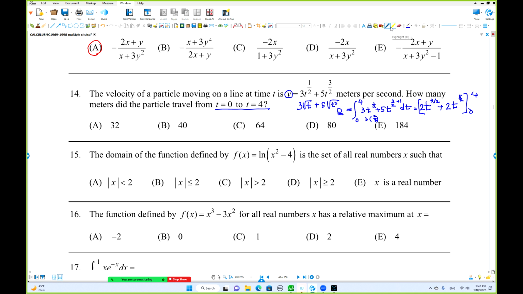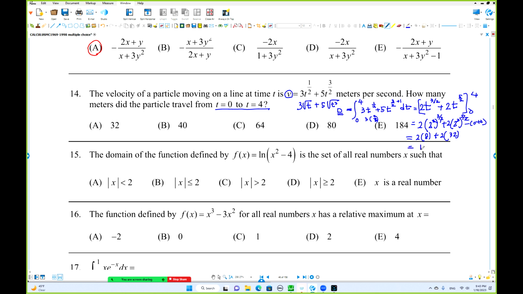Okay, put the number 4 in there. 2 times 4^(3/2): 4 is 2 squared, so 2 squared to the 3 over 2, the 2 cancels out, and 2 cubed is 8, right? Plus 2 times 4^(5/2), which is 2 to the 5th power, 32, right? When 0 is put into t, it's all 0, minus 0 plus 0.